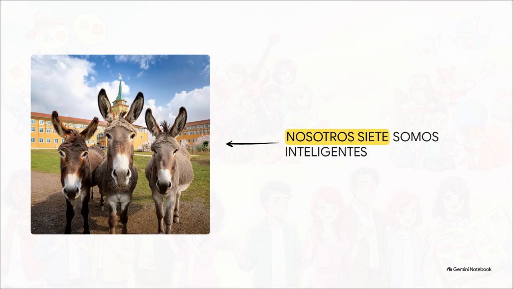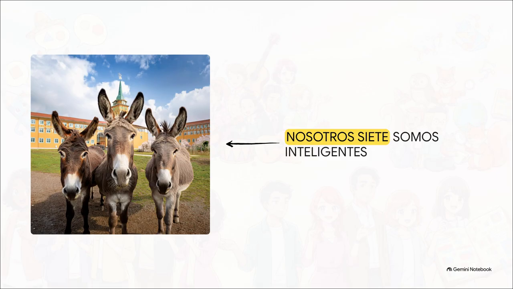All right, let's bring our cast of characters back to actively apply this to a full sentence. Our donkeys are claiming their brilliance here. The text reads, Nosotros siete somos inteligentes. We 7 are intelligent.